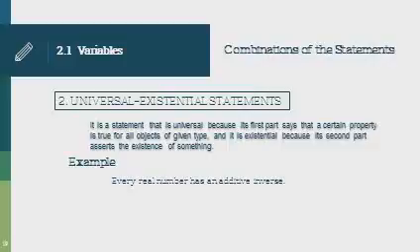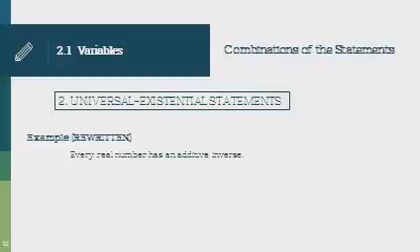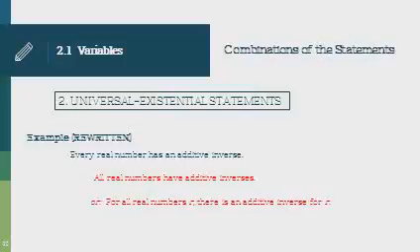Ulitin ko, no? Doon pa lang sa keyword na every, papakita na siya ng universal. Tapos yung sa has, existential. Okay. Every real number has an additive inverse. Pwede natin siyang i-rewrite sa all real numbers have additive inverses. Or, for all real numbers R, there is an additive inverse for R. So, pwede natin siyang i-rewrite into different positions ng words, pero still that is universal existential statements.